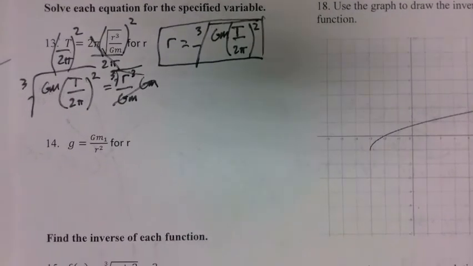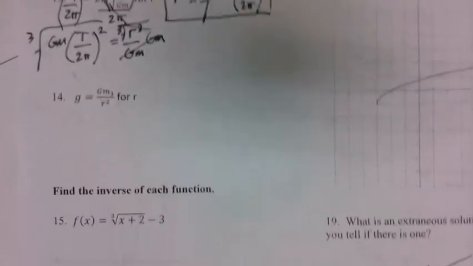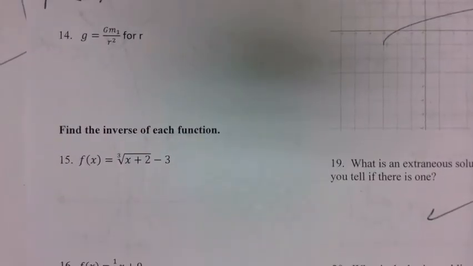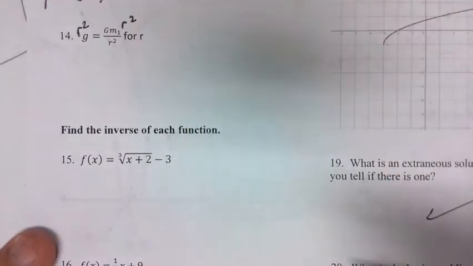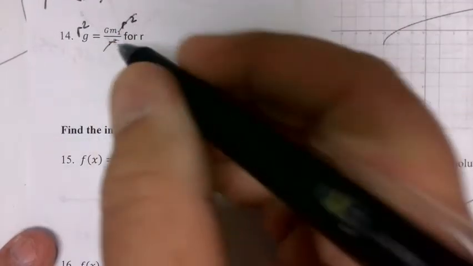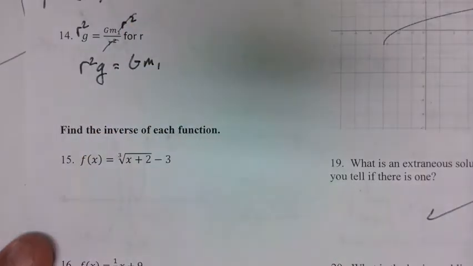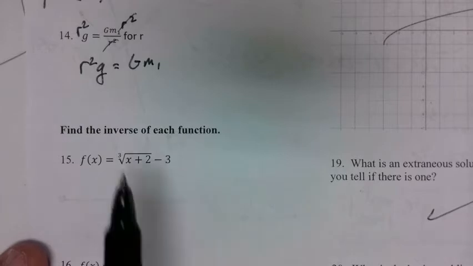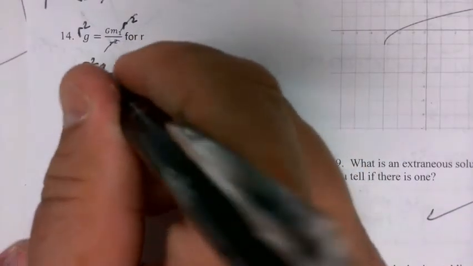Okay, now let's do this. g equals GM₁ over r², solving it for r. Now, one of the big 4 things that I said is if you're solving for a variable in the denominator, multiply each side by that variable. So I'm going to multiply by r². And so I get r²g equals uppercase G M₁. Okay, cool. I'm solving for r. Let's get rid of the g by dividing by g.